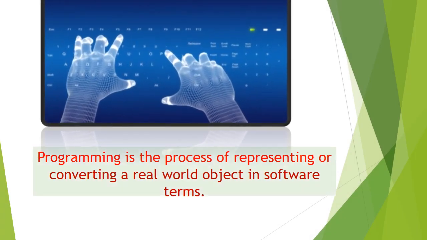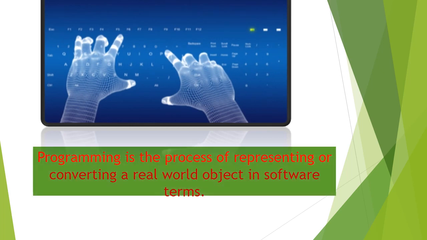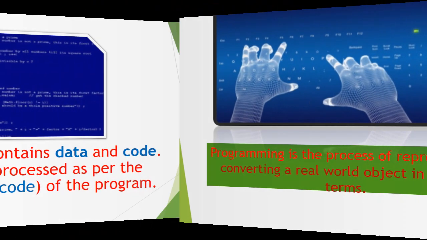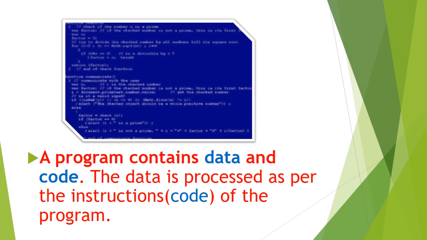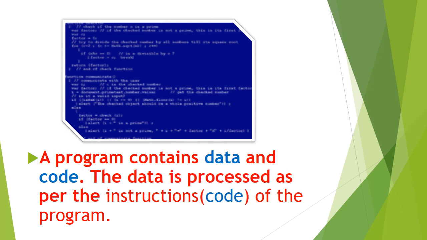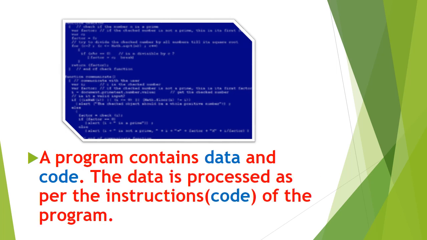Programming is the process of representing or converting a real world object in software terms. So, a program contains two parts: data and code.